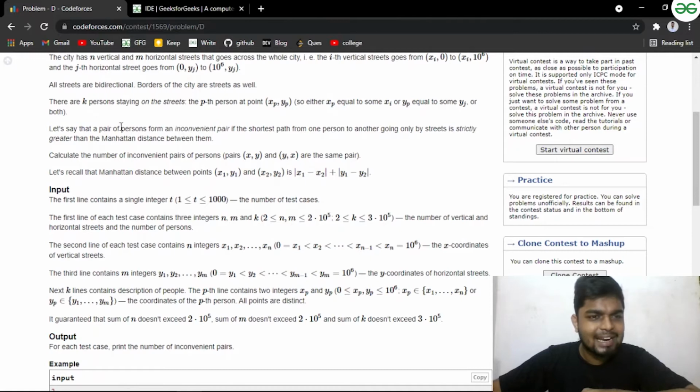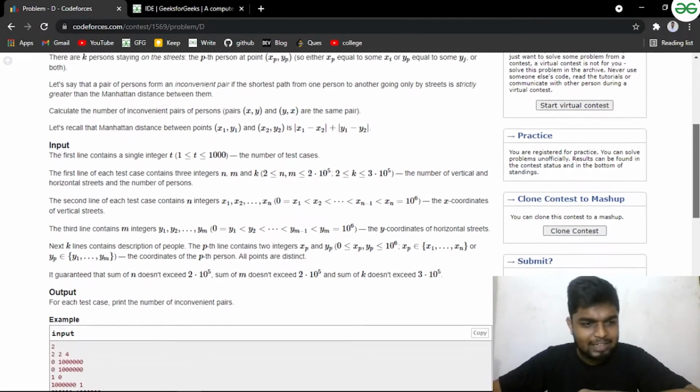Let's say that a pair of persons forms an inconvenient pair if the shortest path from one person to another going only by streets is strictly greater than the Manhattan distance between them. I'll come to this and explain the Manhattan distance in a visual manner as well. So let's look at the test cases.